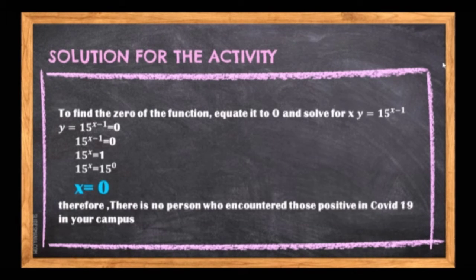Since all of you already finished answering this activity, here is the solution. To find the zero of the function, equate it to 0 and solve for x.